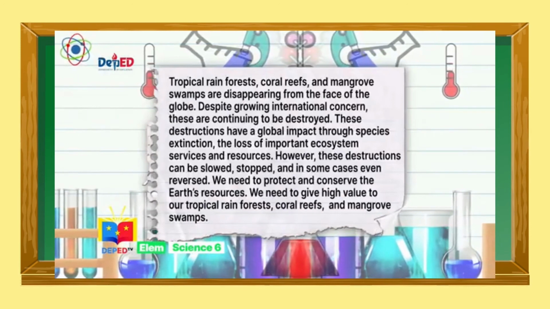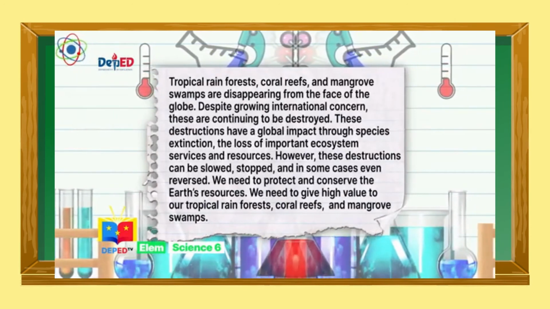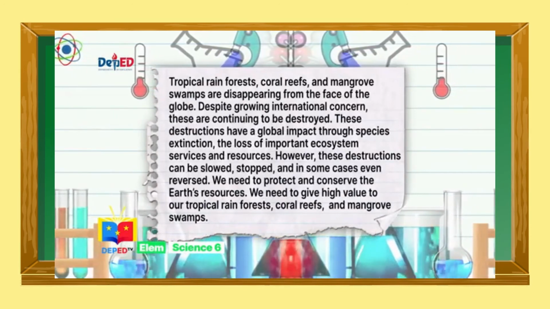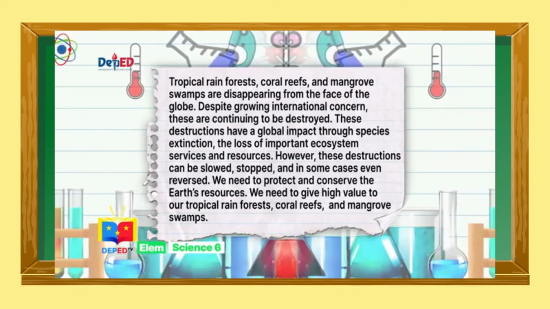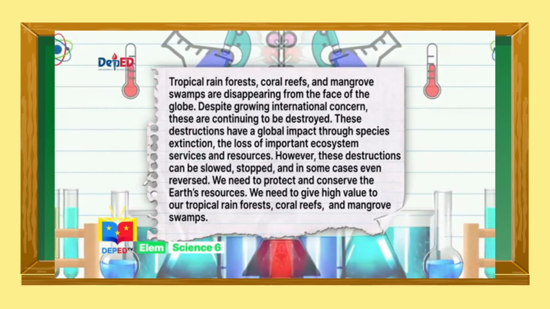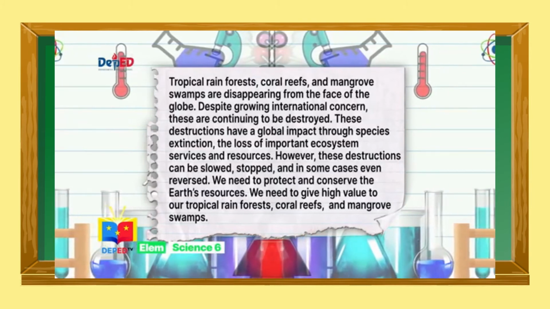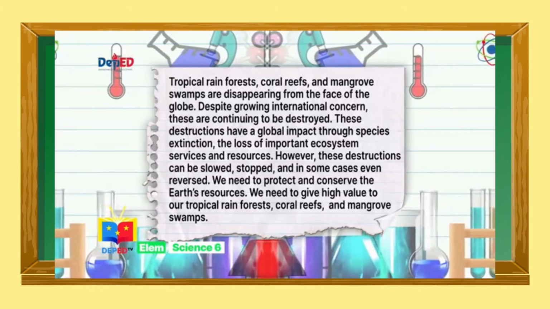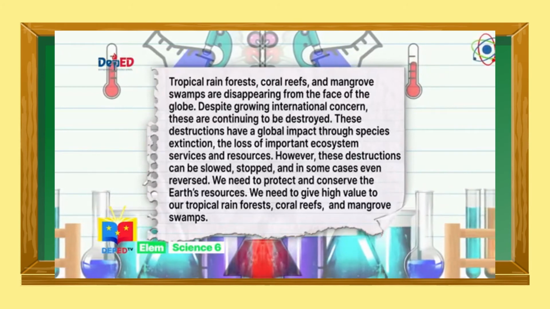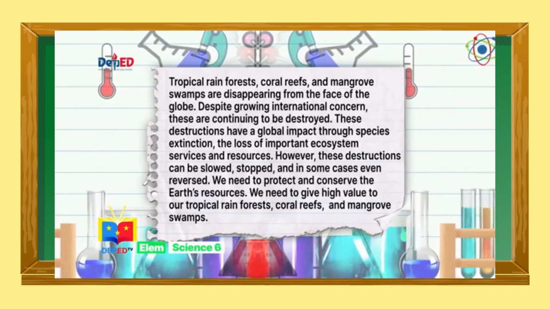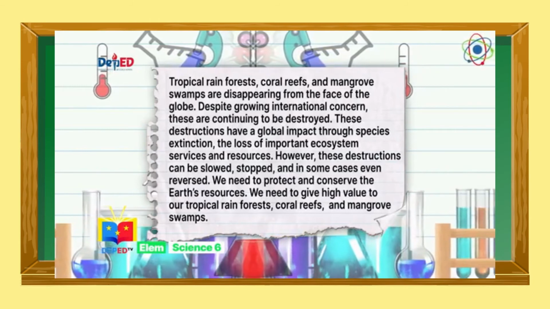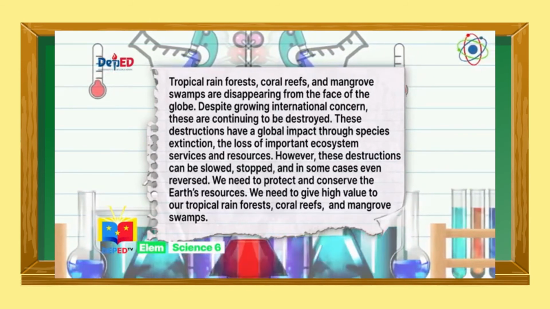Today, tropical rainforests, coral reefs, and mangrove swamps are disappearing from the face of the globe. Despite growing international concern, these are continuing to be destroyed. These destructions have a global impact through species extinction, the loss of important ecosystem services and resources.